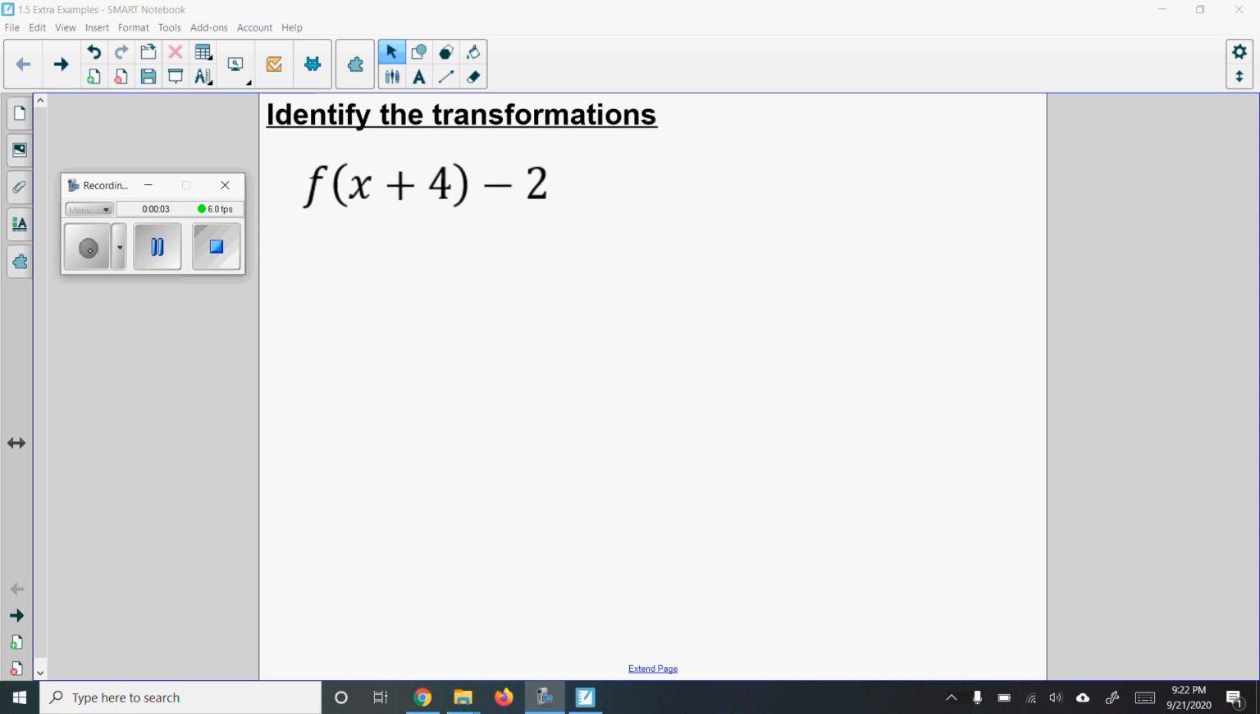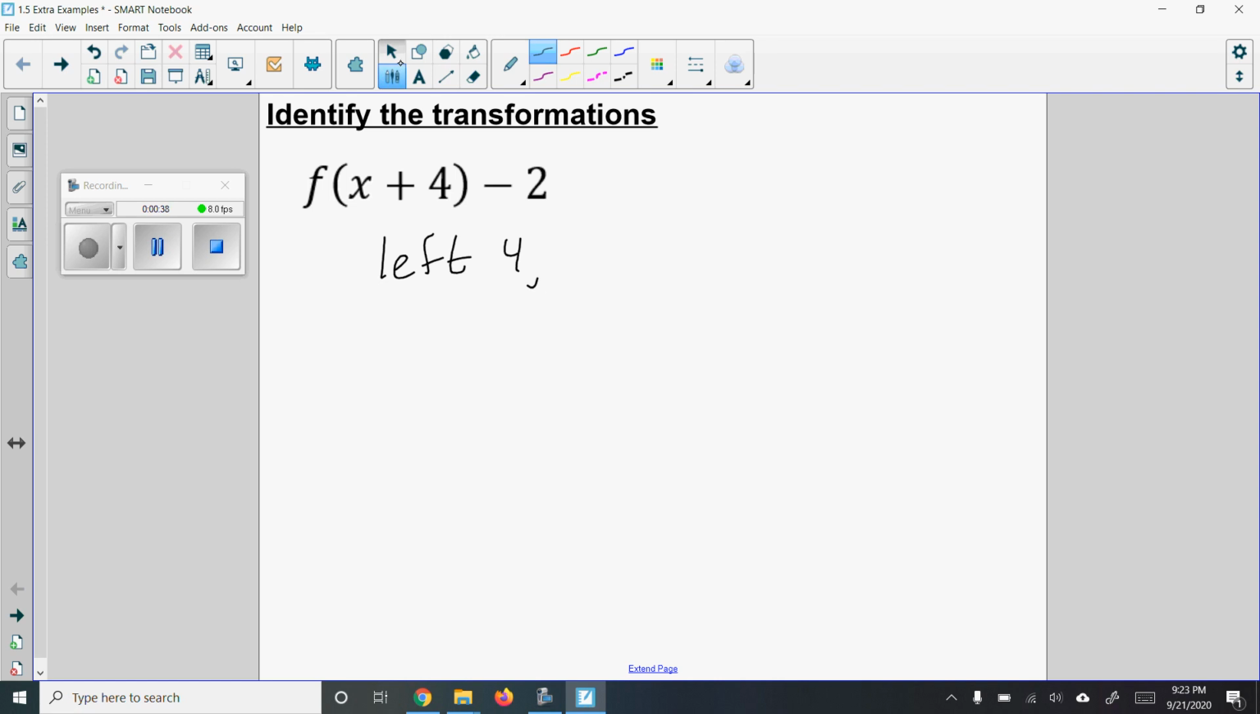Okay, let's make a list of some of the transformations we see here. This plus 4 is on the inside of the function. And when something is on the inside of the function, that means that it's going to shift the function either left or right. Now, when it's inside the function, remember, it's the opposite of what you might think it is. So this function has been translated left 4 units.